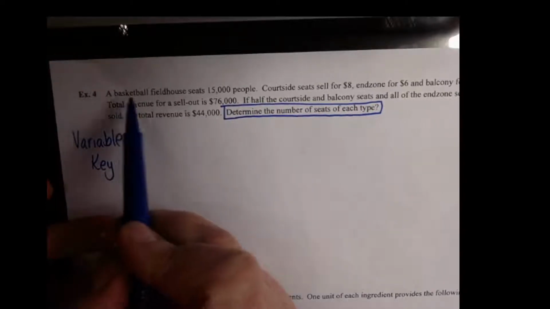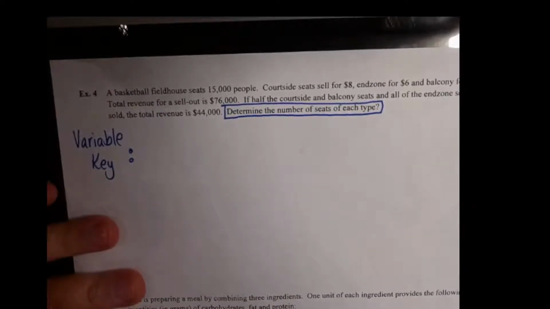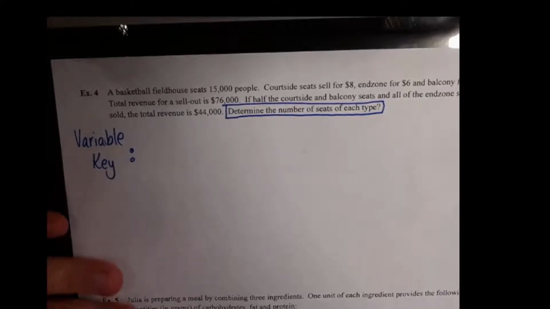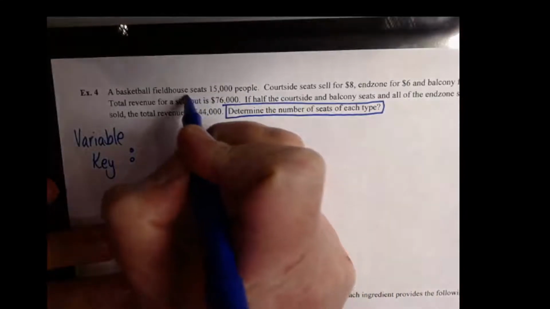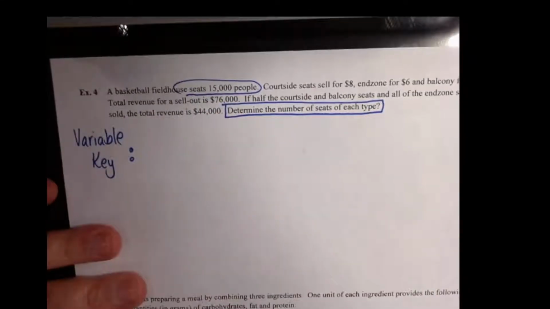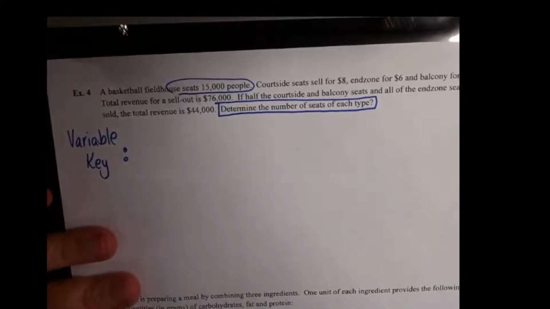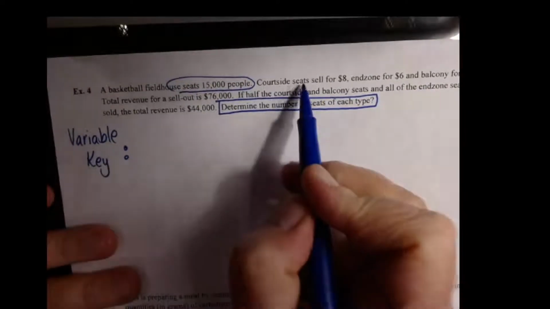It says a basketball field house. So think of that as a basketball stadium. Seats 15,000 people. Okay, that's going to be important later, so I'm going to put a circle or a box around that. I'm going to come back to it. Still doesn't tell me the type of seats yet. Here it says courtside seats.